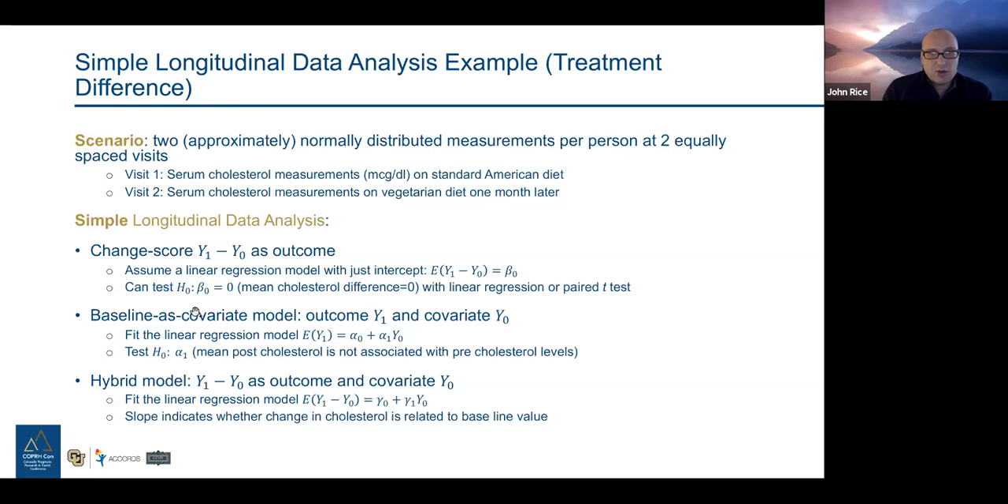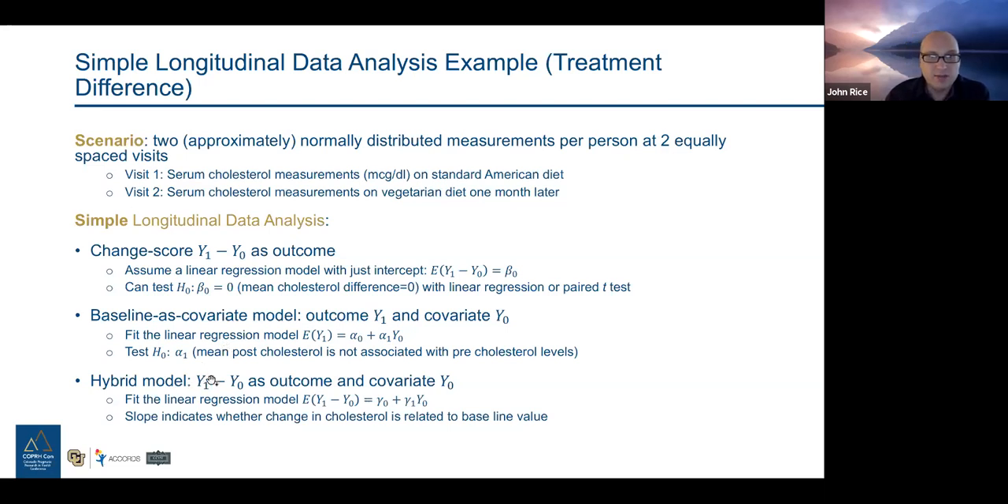Getting a little bit more complicated, but still in the linear regression framework, would be including the baseline as a covariate. So here your outcome would be the measurement at time 2, and the covariate would be the measurement at time 1. So you'd fit a linear regression model now with an intercept, but also with this covariate y0. Then you could test the null hypothesis that the mean post-cholesterol is not associated with pre-cholesterol levels. So it's a little bit different question here.